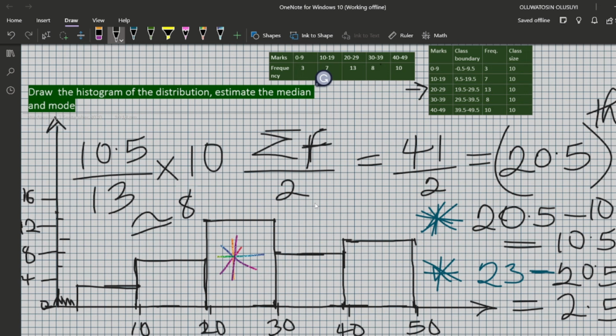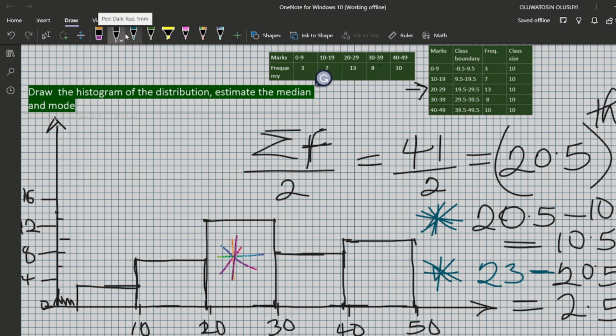Permit me to clean this place. If I wipe this place, what am I going to have? So let's see. Okay, we have this. Now let's calculate for 2.5. How am I going to get 2.5? Let's just clear this part. Don't forget we got 8 for the first part.